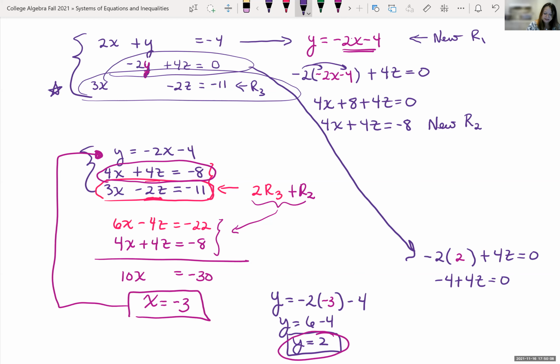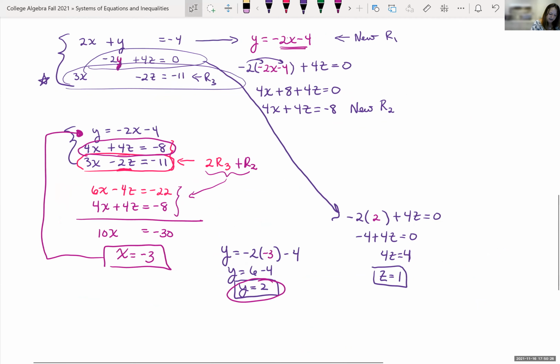Let's add 4 to both sides. We get 4z = 4. Divide by 4, we get z is 1. So our point, that's a solution, in the form of (x, y, z), is going to be (-3, 2, 1).